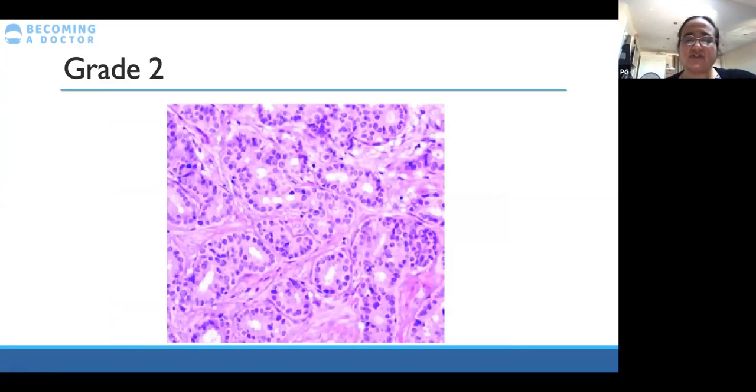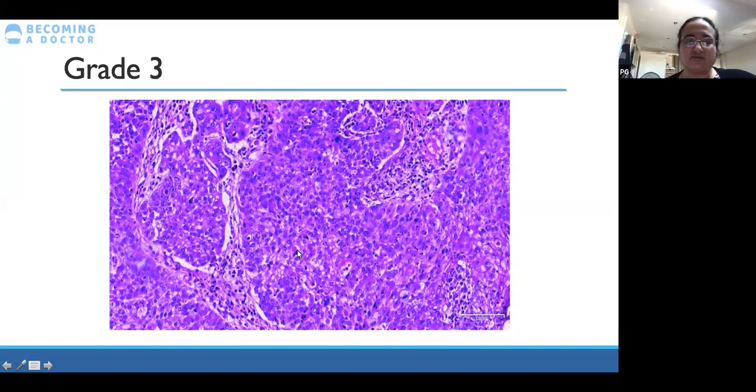And then a grade 2 tumor, yes, it looks like you're still getting tubules formed, but it's a bit more extensive, in terms of it's a bit more solid. It's got bigger nuclei. There are other aspects that make it look worse. And then you compare that to grade 3, which has a very solid appearance. It doesn't have any tubules really. It doesn't resemble the original tissue. So that's a poorly differentiated carcinoma.